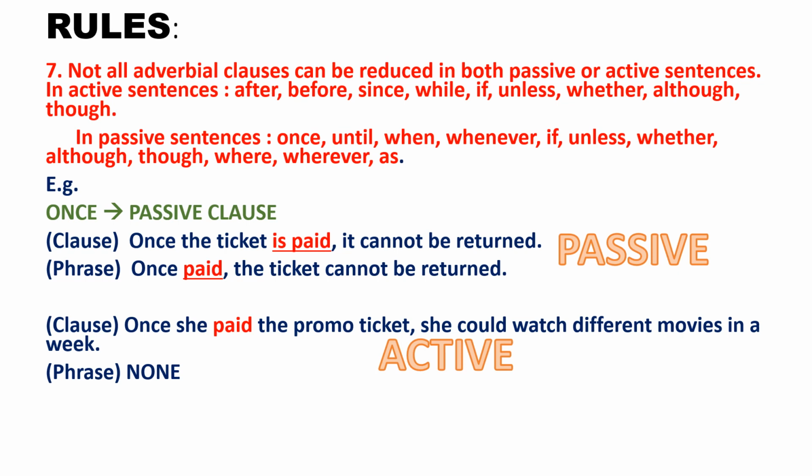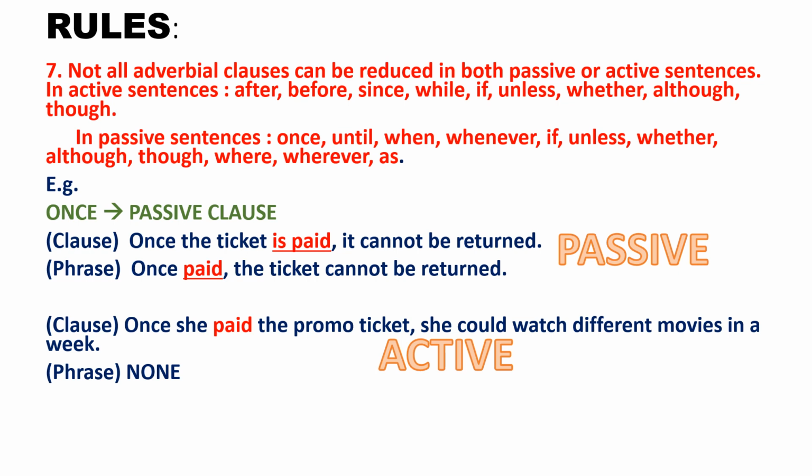Now let's see the application of another rule. Rule number 7. Not all adverbial clauses can be reduced in both passive or active sentences. In active sentences, we use after, before, since, while, if, unless, whether, although, though. In passive sentences, we use once, until, when, whenever, if, unless, whether, although, though, where, wherever, as.